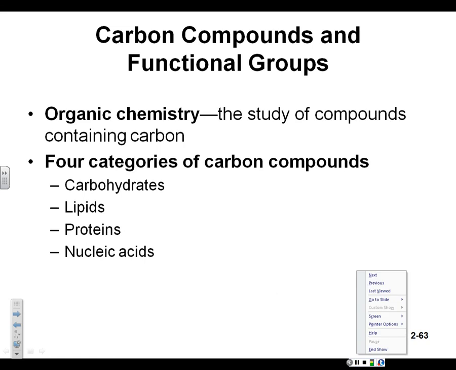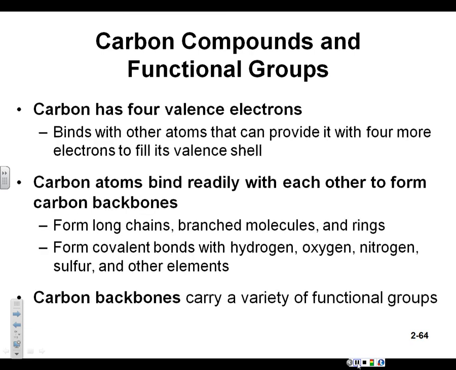Inorganic. Alright, organic chemistry. Remember we said organic molecules contain a carbon backbone. So we got 4 categories of organic molecules: carbohydrates, lipids, proteins, and nucleic acids. Okay? Alright, carbon has a valence of 2 electrons in the first orbital and 4 in the second. Right? So it needs 4 more to be stable.